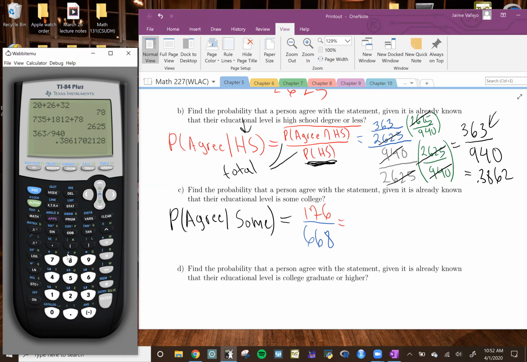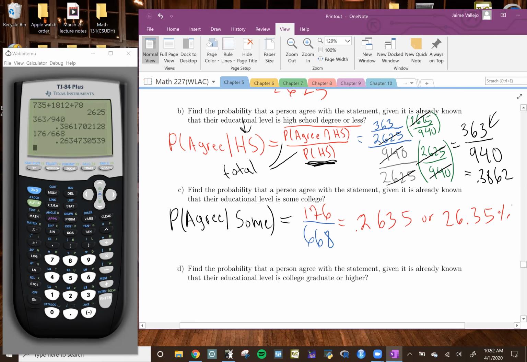So we're gonna do 176 divided by 668, and you get 0.2635 or 26.35%. All right, and that's it for C. Any question in regard to how we did C? All right, so let's do D.